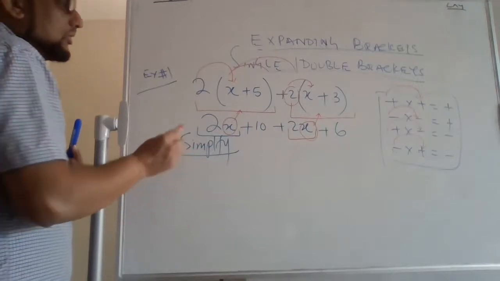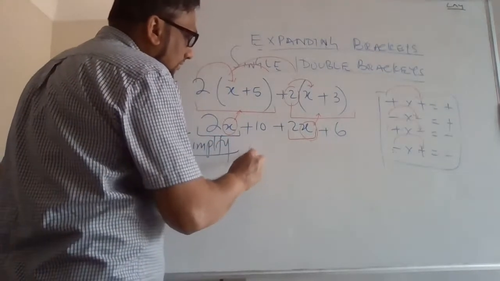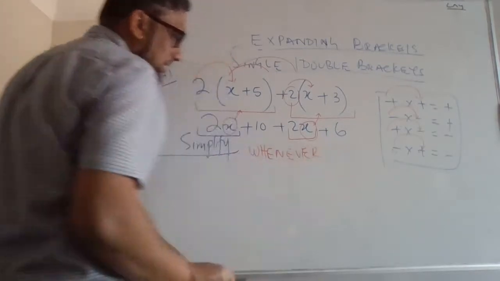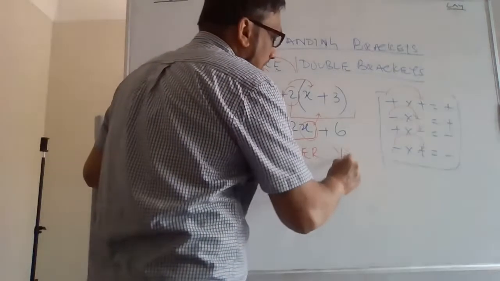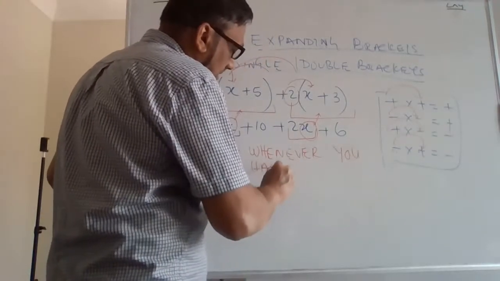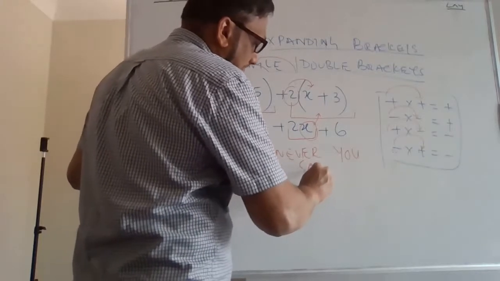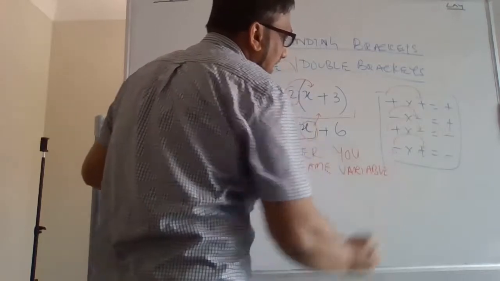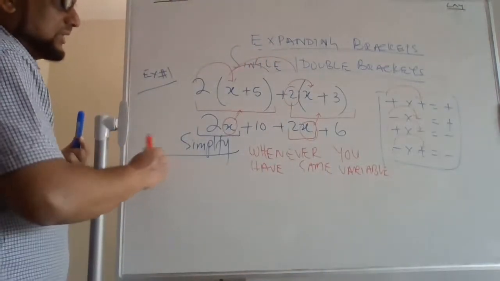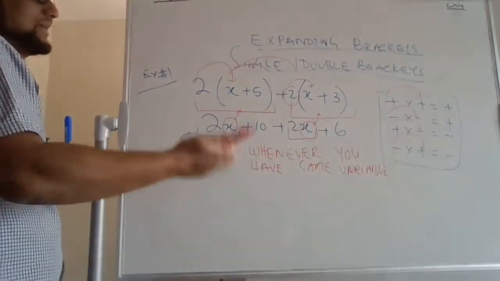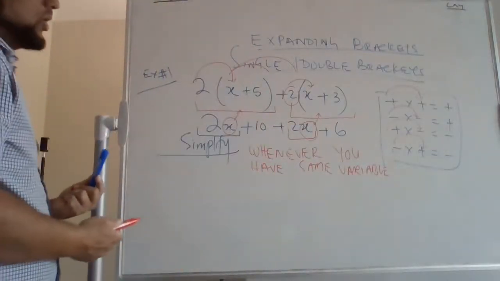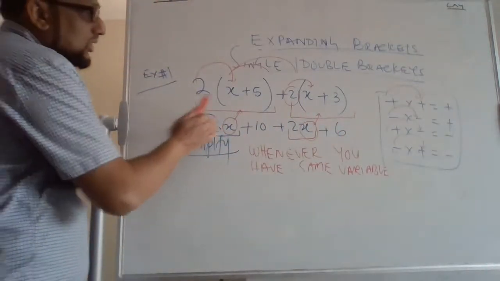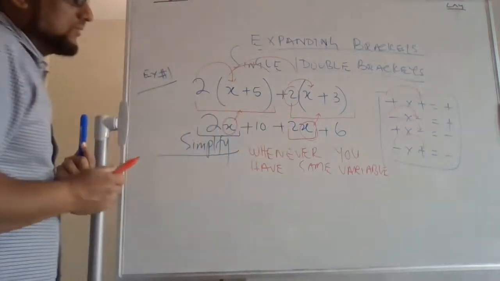So the condition is that whenever you have the same variable, which can be any variable between a to z, x, y, z, a, b, they are the same, so we can add or subtract. It depends upon the sign which you have.